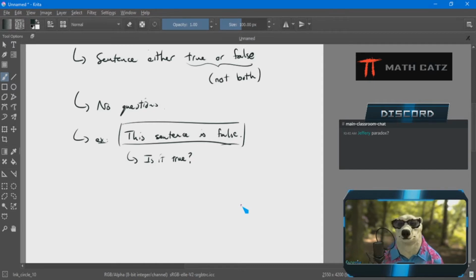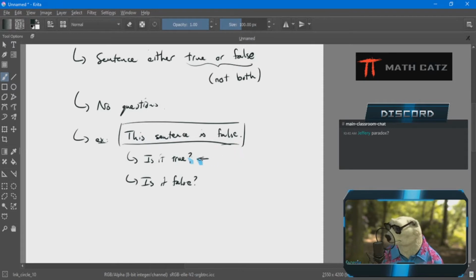So, can this be a statement? Well, that would mean it's either true or it's false. It doesn't matter which one it is. It has to be one of these two to be a valid logical statement. So now let's see here. Can this sentence be true?